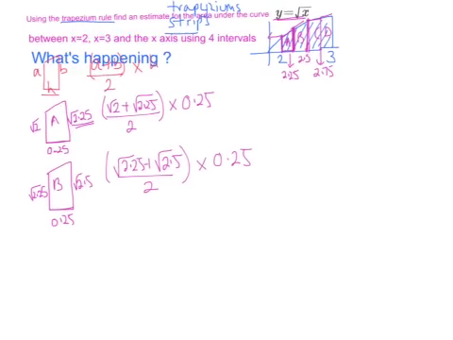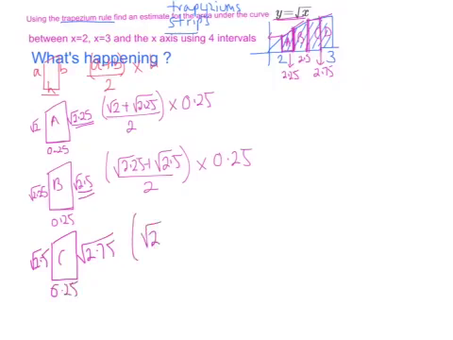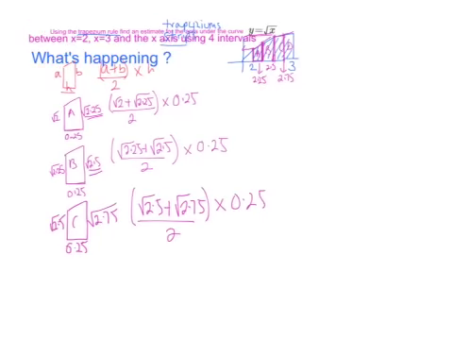So let's do C. Here comes C. C is going to be the square root of 2.5. Then it's going to be the square root of 2.75. And that's going to obviously be 0.25. So square root of 2.5 plus square root of 2.75 over 2 times 0.25. And let's move him up a bit more.